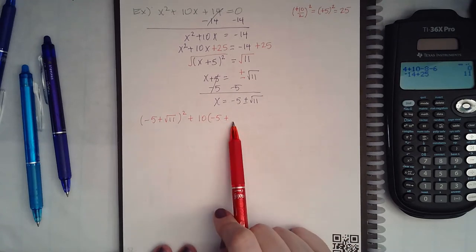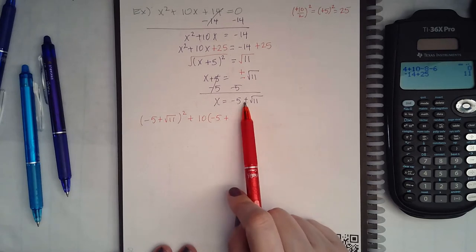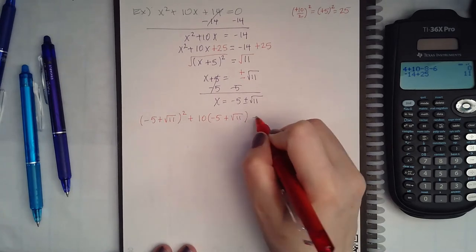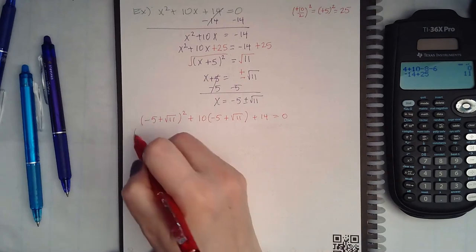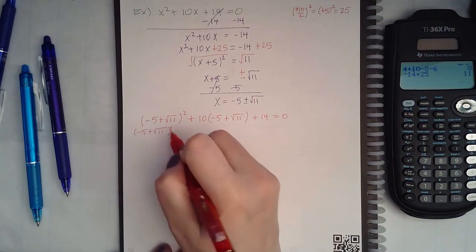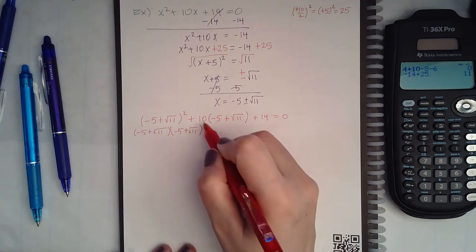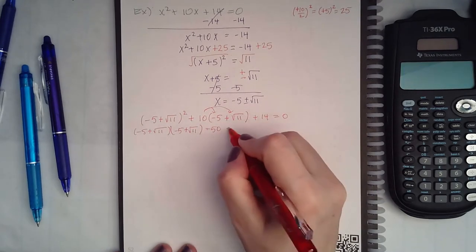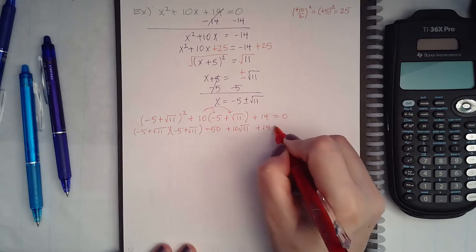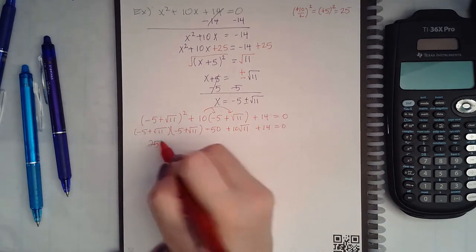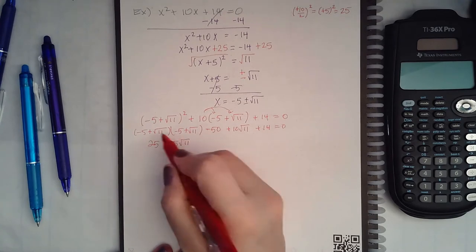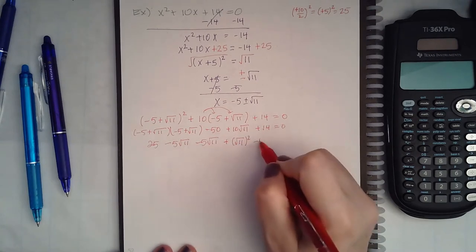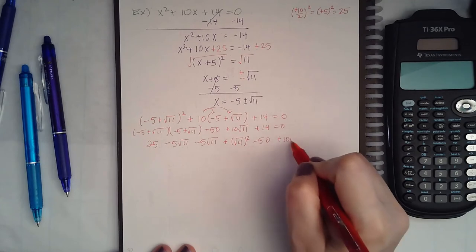Now I'm trying to plug this in, and I'm going to use the positive version first to see if it checks out. So we have this, and then that means I'm going to have to FOIL this expression. And here I can distribute a positive 10, which will give me a negative 50 and positive 10 square root of 11. Positive 25, negative 5 square root of 11, negative 5 square root of 11, and positive square root of 11 squared. Bring down the rest of the equation.